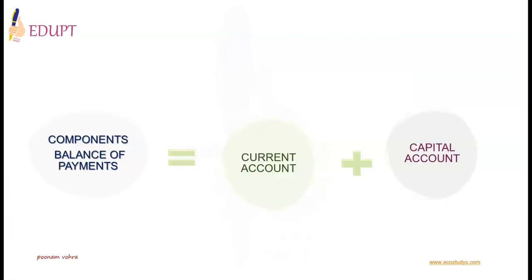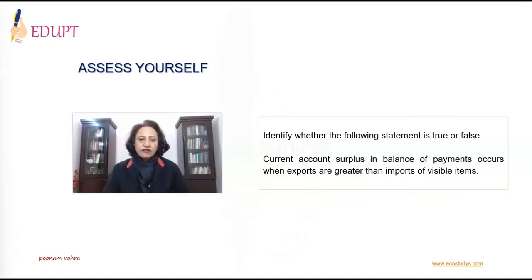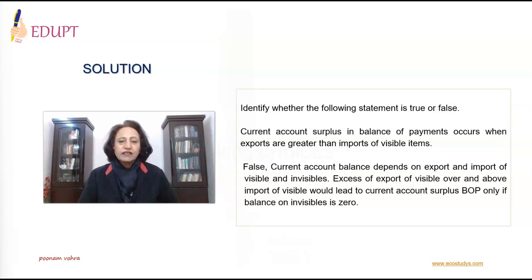So let us begin. Balance of payment transactions can be grouped into two categories. One, current account, and two, capital account. Now assess yourself and identify whether the following statement is true or false. Current account surplus in balance of payments occur when exports are greater than imports of visible items. Please check your answer. It's a false statement.